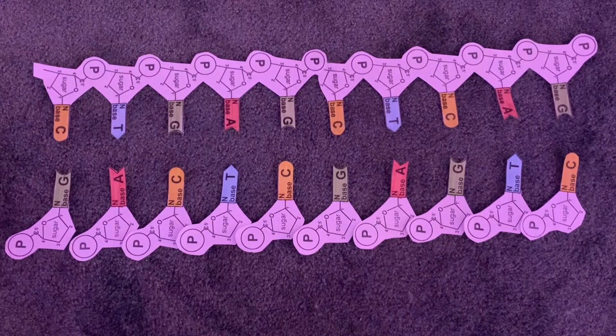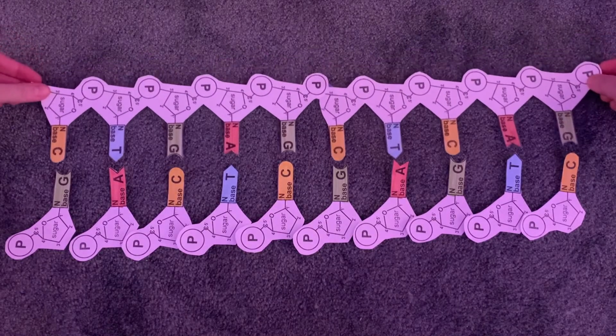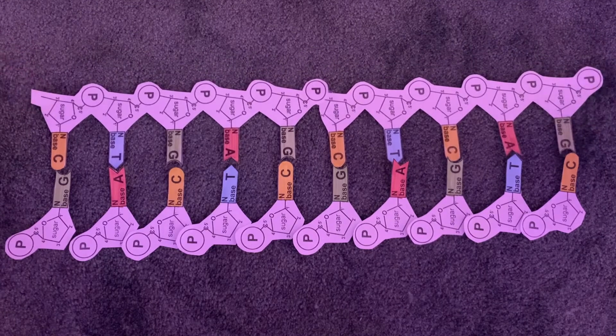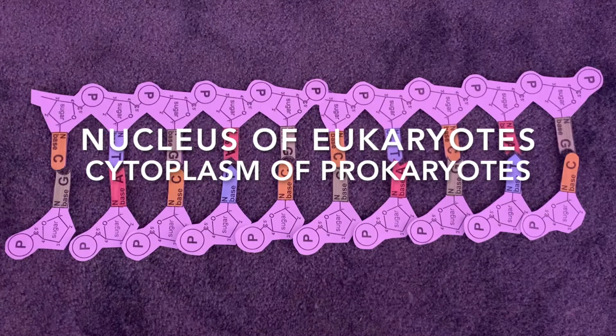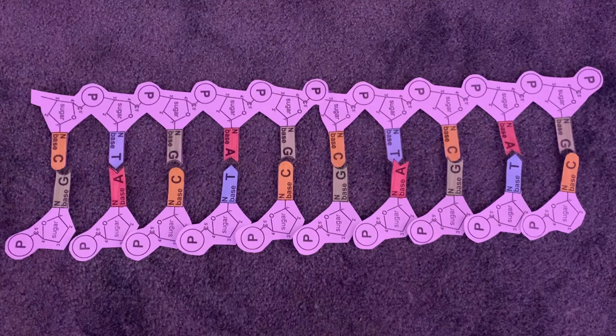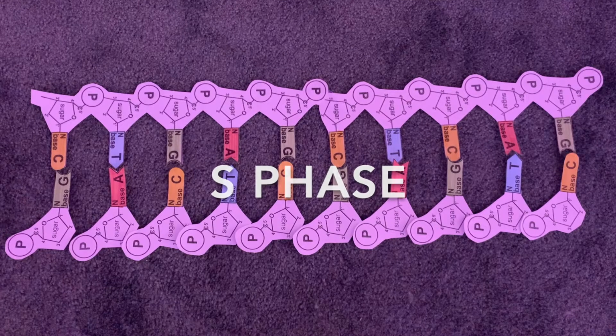The goal of DNA replication is to produce identical strands of DNA to be given to daughter cells during cell division. DNA is replicated in the nucleus of eukaryotic cells and in the cytoplasm of prokaryotic cells. It occurs before mitosis and meiosis and during interphase, and more specifically during the S phase.